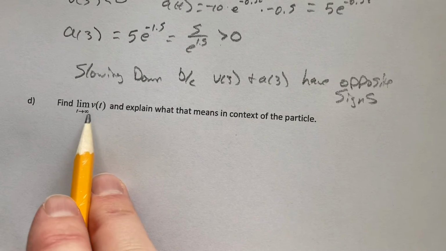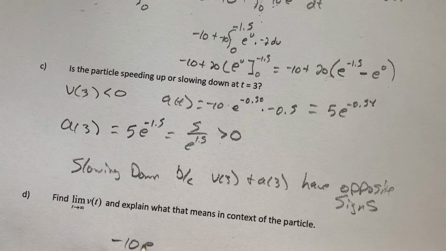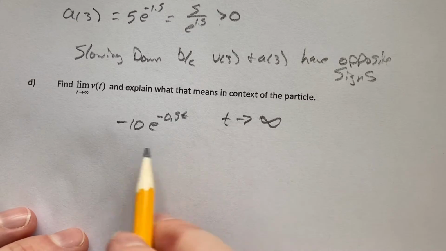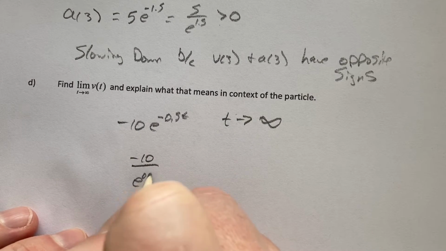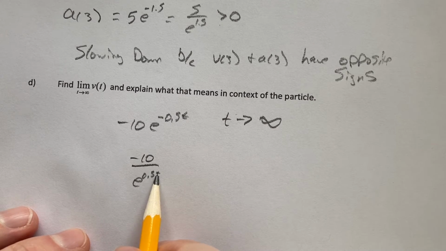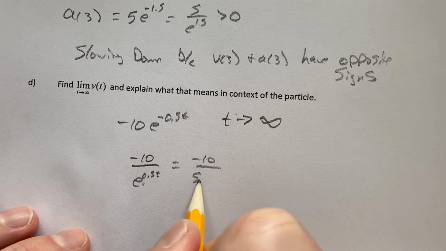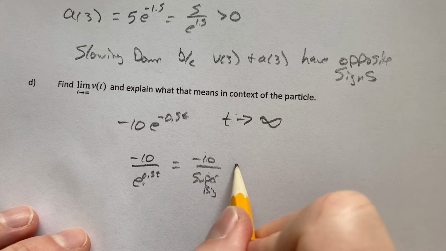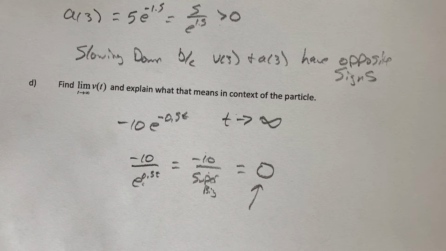D says find the limit of the velocity as t goes to infinity. In other words, you have your velocity, negative 10 e to the negative 0.5 t. What happens if we let t get super big? What's going to happen if we let t just keep getting bigger and bigger? Well, this is negative 10 over e to the 0.5 t. So if I let t get big, then e to the super big is also going to be super big. What I'm going to have is negative 10 divided by a super big number, and that's going to go to 0. That's our answer to that.